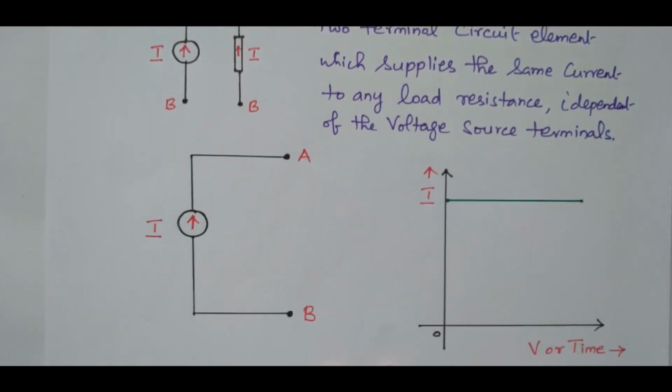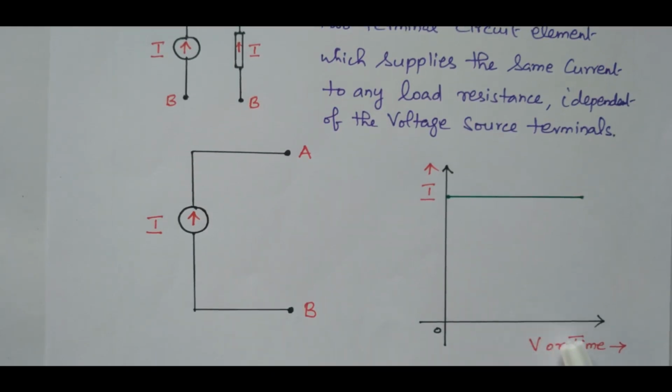The circuit is represented here. So this is the current source. The current is flowing to the terminals AB. So the graph is drawn between voltage or time with respect to current. Whether the voltage increases or decreases, or the time increases or decreases, the current remains the same. The current is always constant. It will not vary with either voltage or time. This is possible only in ideal current sources. Now we'll see what happens in the practical current source.